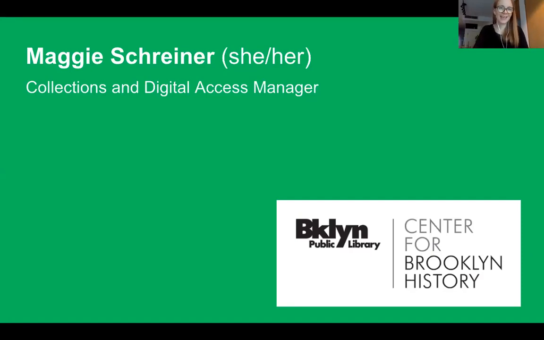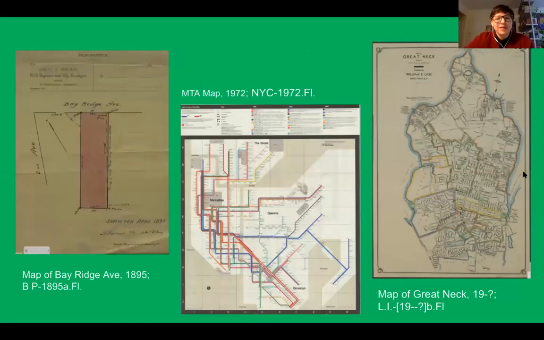Take it away, Maggie. Thanks, Jen. We can go to the next slide. So Laura and I are gonna talk a little bit about the process of creating what we call our map portal, which is an interface that we built at the Center for Brooklyn History to provide digital access to almost 2,000 of our maps with geolocations.